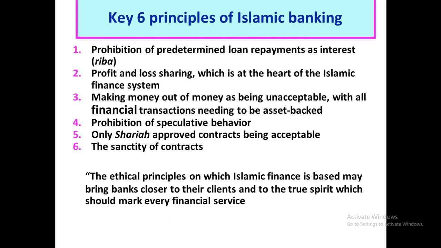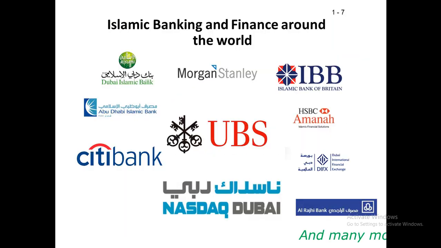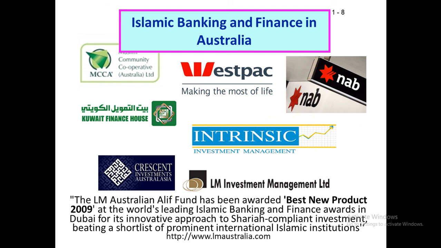The ethical principles on which Islamic finance is based may bring banks closer to their clients and to the true spirit which should mark every financial service. These are all Islamic banking and finance institutions around the world: the Islamic Bank of Britain, Morgan Stanley, Bank of Dubai, Dubai Islamic Bank, the Abu Dhabi Islamic Bank, the Amana, HSBC, UBS, these are all on Nasdaq Dubai. These are institutions which work on the Islamic banking system. These are Islamic banks and finance institutions in Australia: NAB, Westpac, MCCA, Baitul Tahwil Al Kuwaiti. These are all the institutions working in Australia on the basis of Islamic rules and regulations.